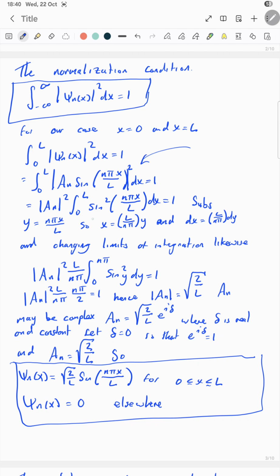So we're integrating over this with our function that we've already determined here. And so with a little bit of algebra and substitution of values, we get this: A_n equals the square root of 2 over L. A_n may be complex, so A_n equals the square root of 2 over L times e to the i delta, where delta is real and constant, but we set delta equals 0, so that e to the i delta equals 1 and A_n equals the square root of 2 over L. So this is our equation here.